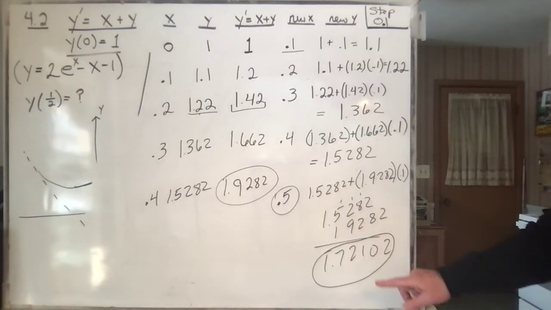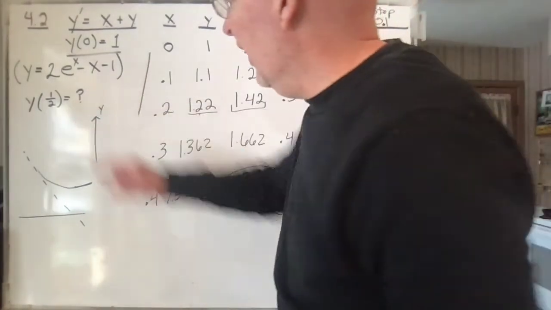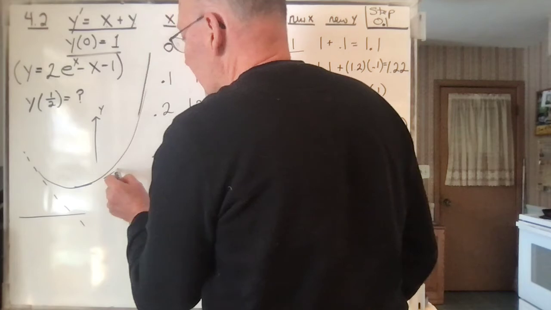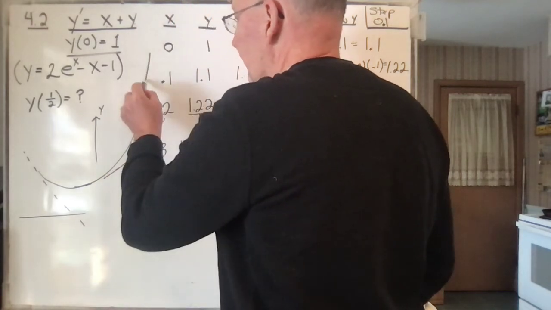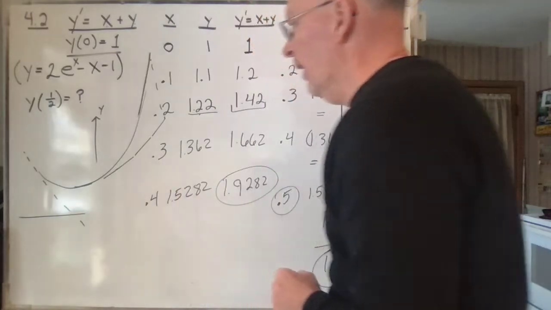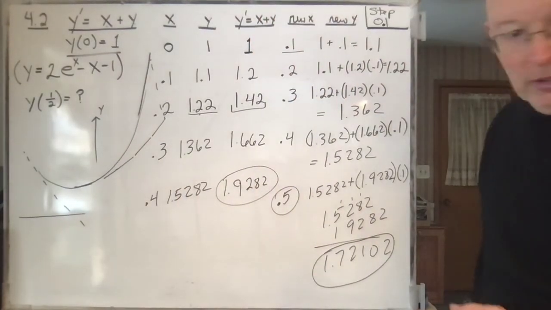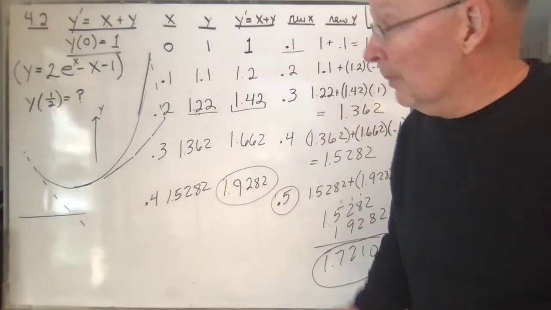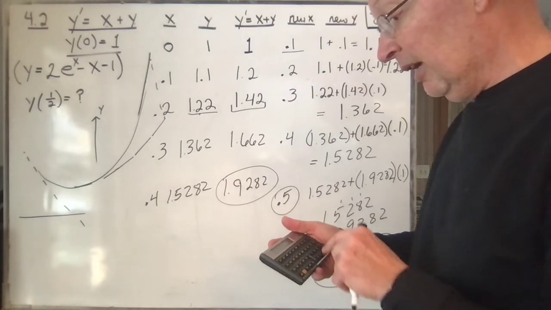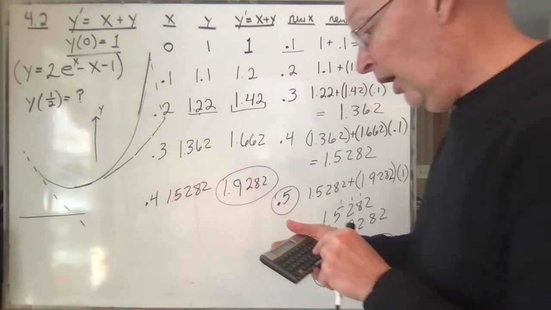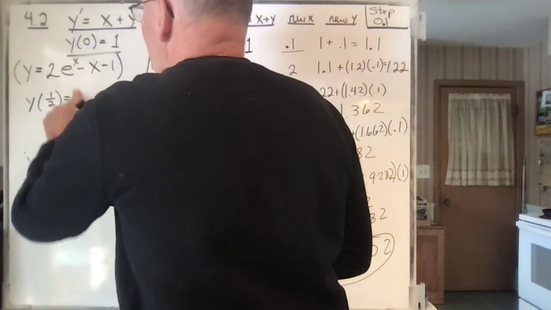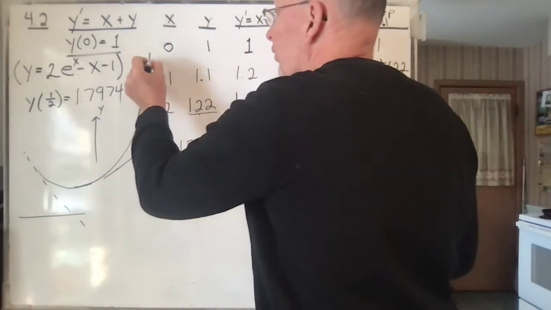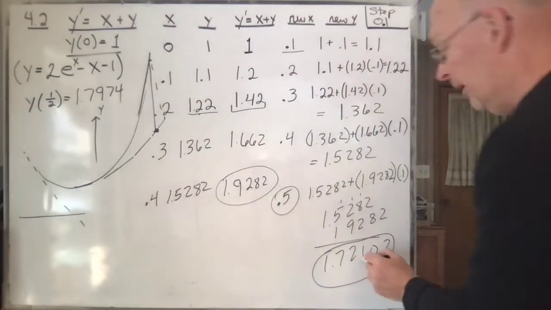That should be something close to the actual value, although I kept moving farther and farther away from the value on that graph as I took these steps. But let's see how close we are. If we put this into the calculator, putting in 1/2 for x, let's see what we get. I get 1.7974. So sure enough, the true value is larger than the one that we got by way of an approximation.